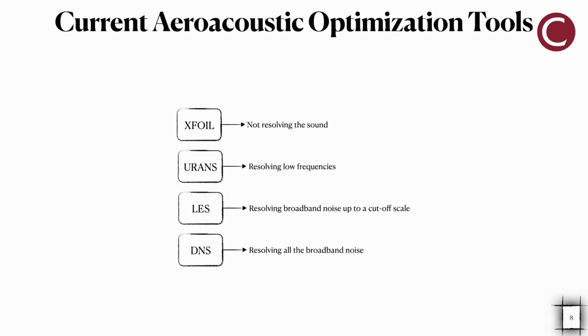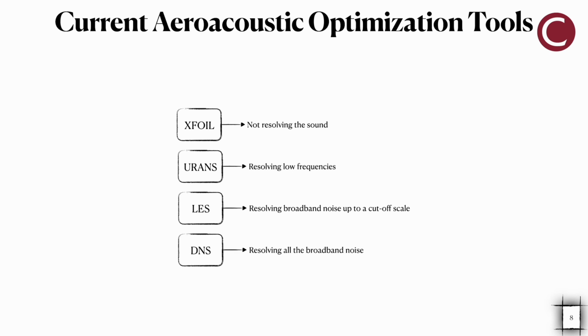And there are different components in the CFD simulations as well. But in this video, I'm going to go over only the turbulence modeling and the spatial discretization that we can have. So for the turbulence modeling, they are usually using three different approaches. One is the unsteady RANS, URANS, which resolves the low frequency. Then we can have LES, large eddy simulation, which resolves the broadband noise up to the cutoff scale. And also we have the DNS, direct numerical simulation, that resolves all the broadband noise.